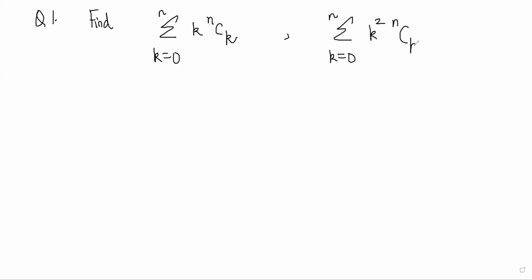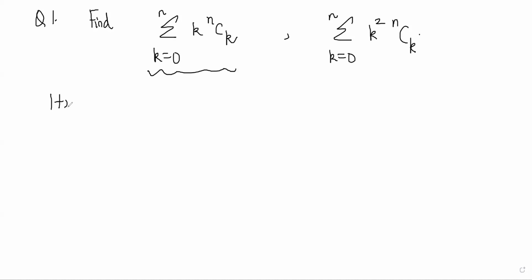So question 1 is this: find the summation of k is equal to 0 to n of k times nCk, and also the summation of k is equal to 0 to n of k square times nCk. Right, so there are many ways to do this. There is a method by differentiation.